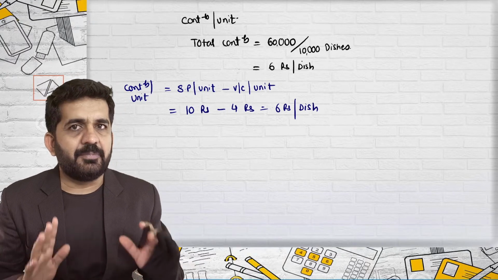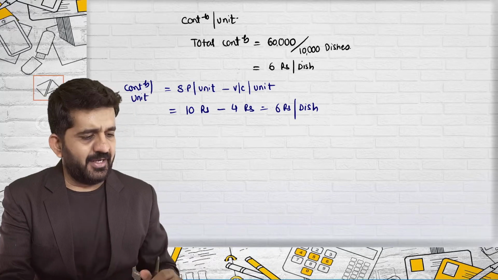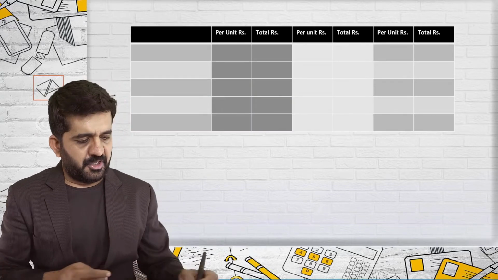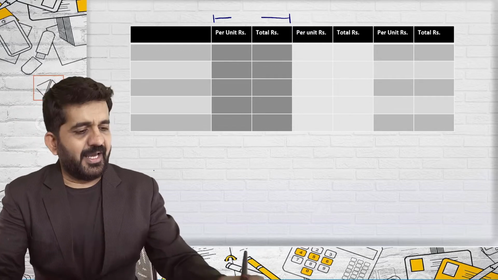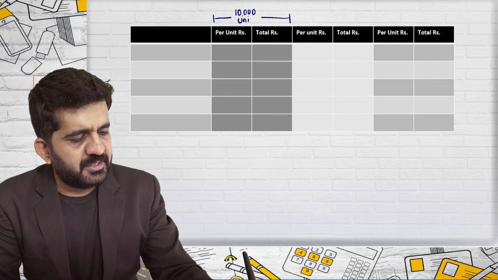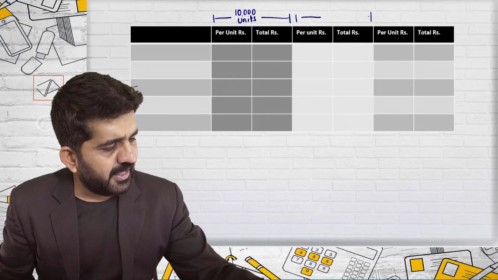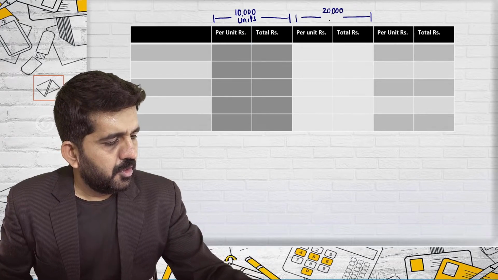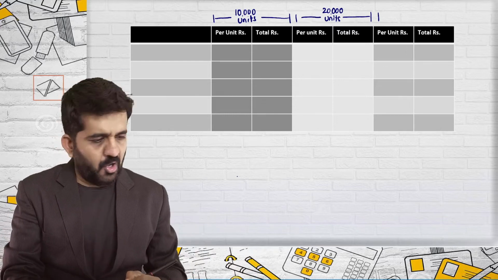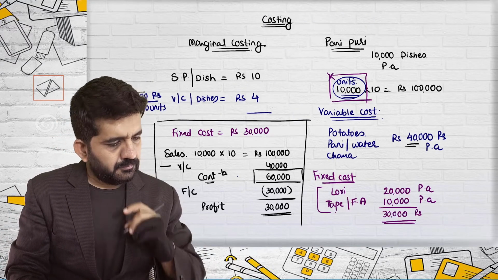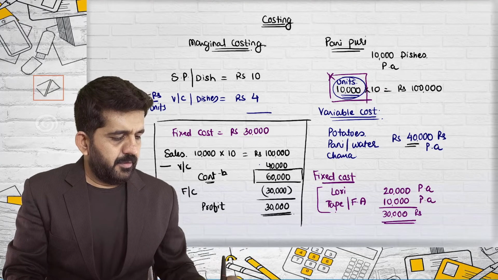Now this might seem easy up to this point. I am trying to explain the nature of variable cost and fixed cost with an example. The same example we are taking into consideration. Try to understand. I am writing, if we work at a level of 10,000 units that we have taken into consideration, if we work at a level of 20,000 units, and if we work at a level of 5,000 units.